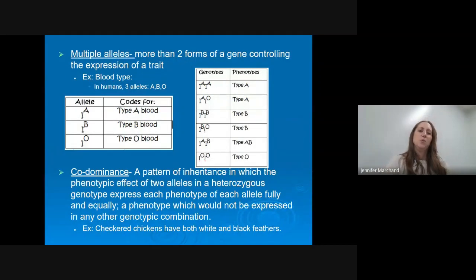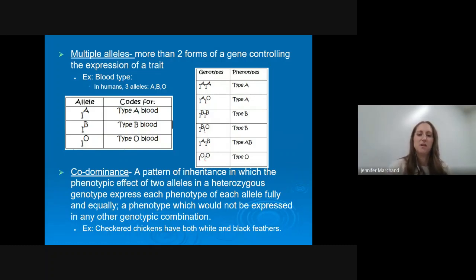Okay. We also have multiple alleles that form in a gene controlling the expression of a trait. So in humans, we have this for blood types. As you can see here, you can end up with multiple versions of type A, multiple versions of type B, one type of AB, and one type of O.